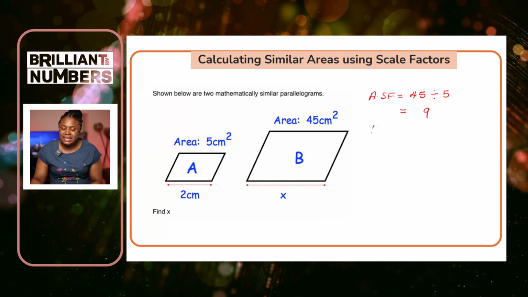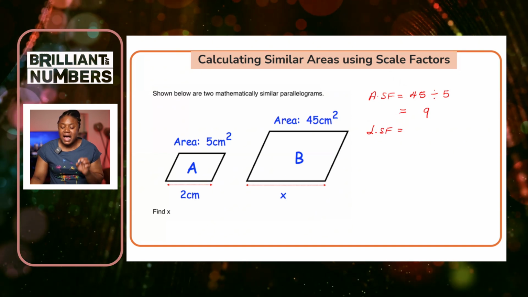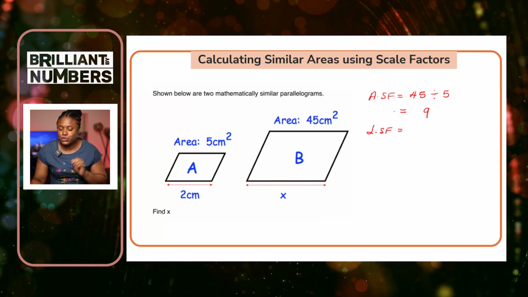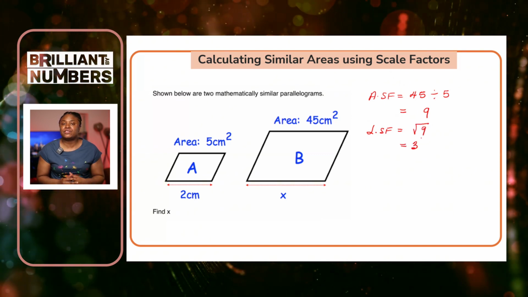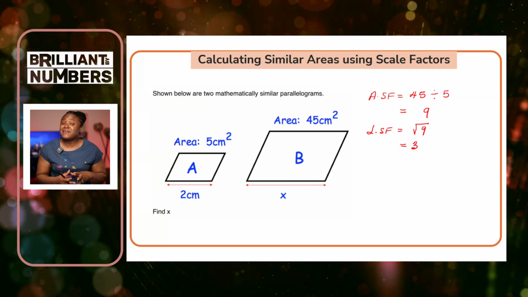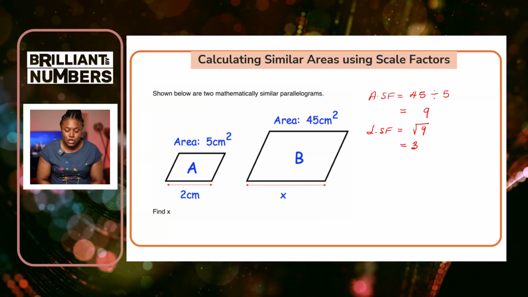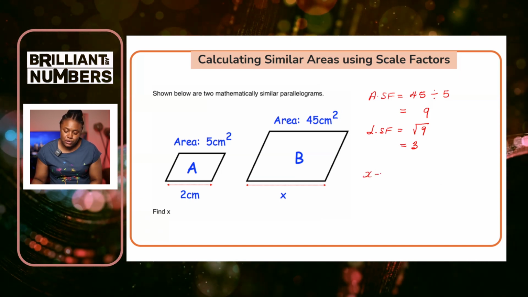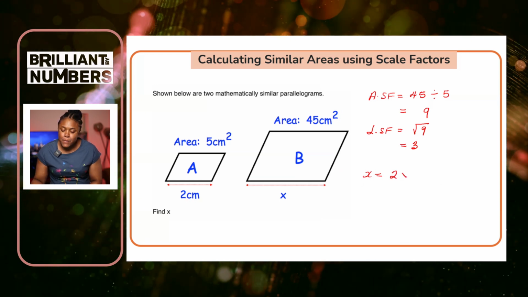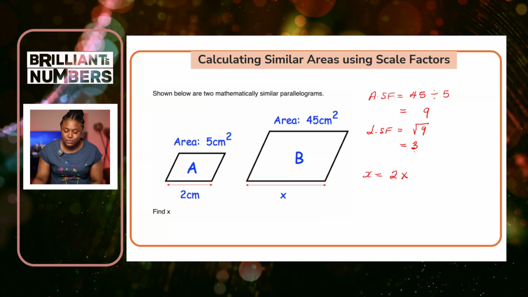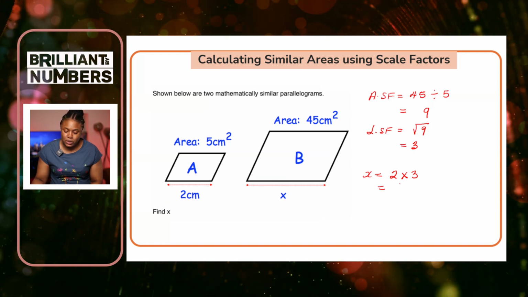Now I need to find the linear scale factor. So to find the linear scale factor, I have to find the square root of 9. The square root of 9 is 3, since 3 times 3 gives me 9. So now that I've got the linear scale factor, I can go ahead and find out the value of x. I know that x would be equal to the original number, which is 2 on shape A, multiplied by the linear scale factor, which is 3. So therefore, x will be equal to 2 times 3, which is 6.